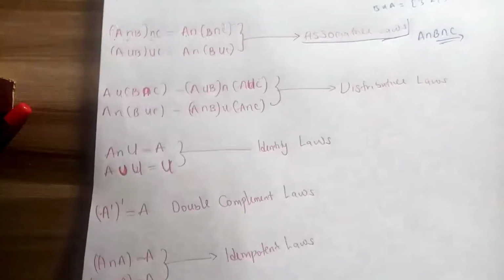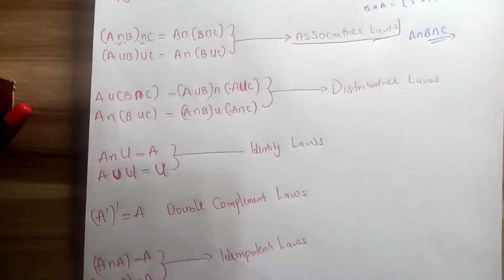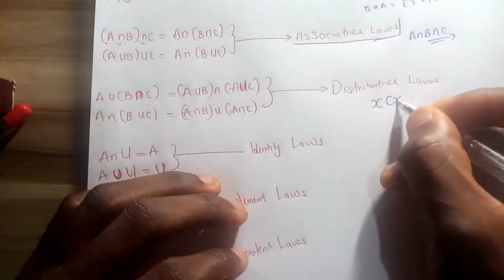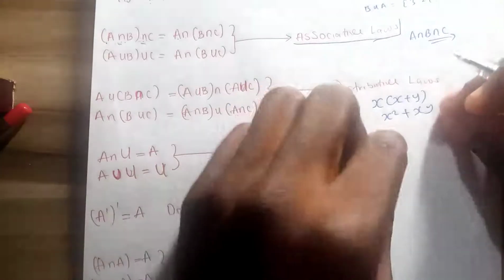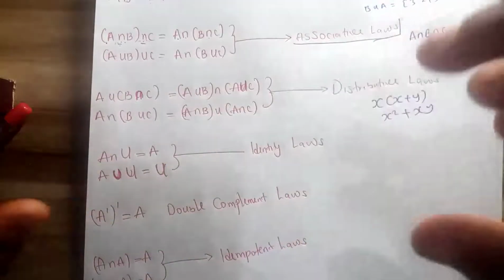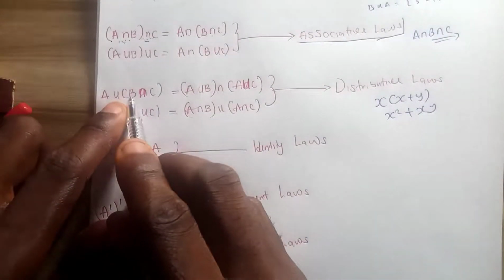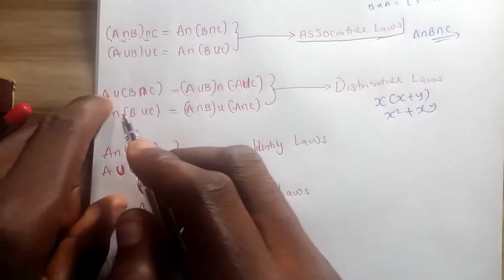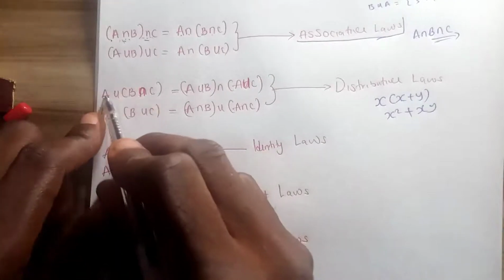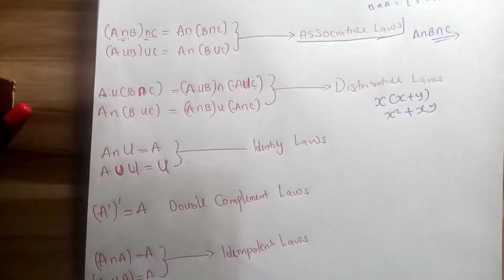So now the next law that we want to talk about is the distributive law. This distributive law is very simple. In mathematics, we all know this distributive law. When you have x in bracket of x plus y, you open the bracket: x squared plus what? xy. What we just did here is open the bracket in algebra, but in set theory we call it the distributive law. So that is what it entails. A union, B intersect C. You know, B intersect C is in one bracket. Now it's like multiplying A with this bracket. So A union B, then intersect A union what? A union C. That is the distributive law for you.